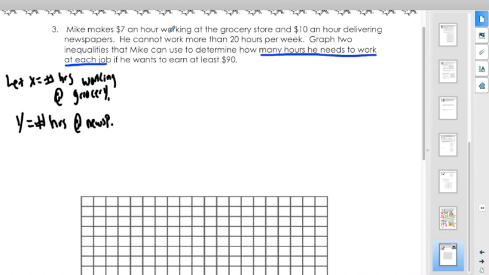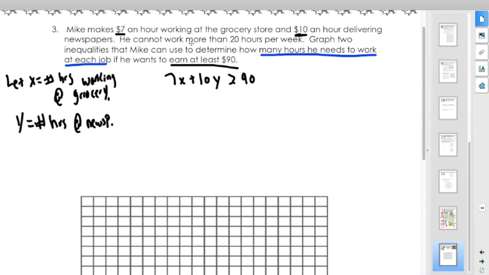So he makes $7 an hour working at the grocery store and $10 an hour delivering newspapers. If he wants to earn at least $90, see if you guys can set that up. So 7 working at the grocery store, so X is the grocery store: 7X plus 10 at the newspaper, which is Y, so plus 10Y. And he wants to make at least 90 or more, so we're going to do greater than or equal to 90.